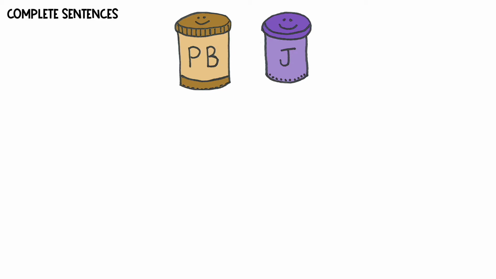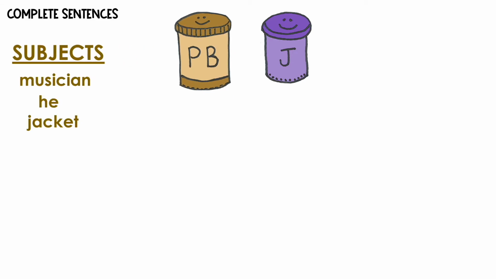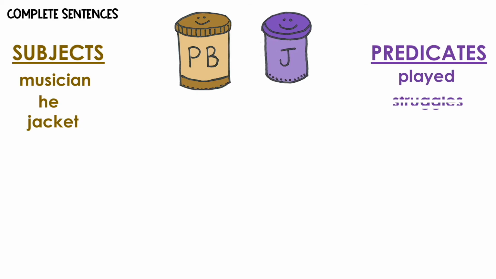Let's talk about some complete sentences. If we had some subjects, like musician, he, or jacket, and some predicates like played, struggles, and was, let's put them together in a sentence. First of all, if you notice, he in the subject area is a pronoun. Well, yes, a pronoun can also be a subject. And then you see in the predicates, we have some action verbs and linking verbs.